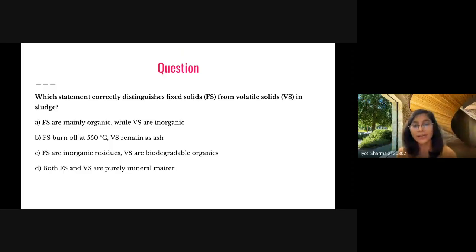Fs are mainly organic while Vs are inorganic. Fs burn off at 550 degrees Celsius, Vs remain as ash. Fs are inorganic residue, Vs are biodegradable organics. Both Vs and Fs are purely mineral matter.